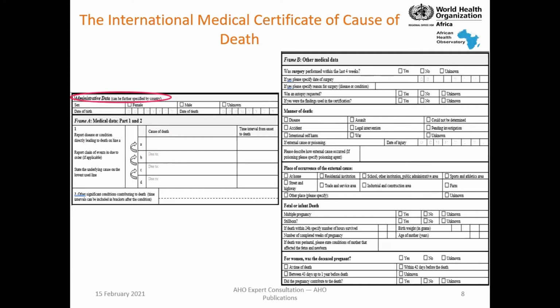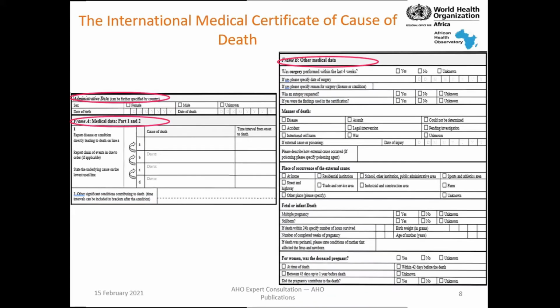So the administrative data, this is the section, as we shall see somewhere down, where a lot of the adaptation happens when countries are adapting this international medical certificate. What we emphasize is that when countries are adapting the death certificate, they should not remove or drop any information that is already there. You can add information, but don't remove information. So frame A is the medical part, and frame B is the other medical data, as I already mentioned.